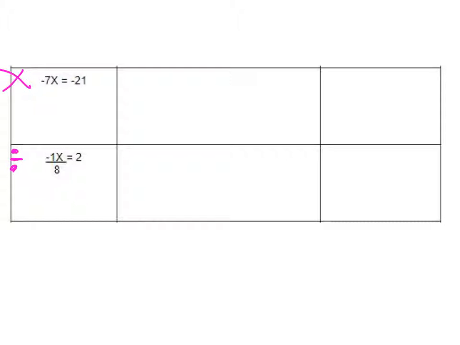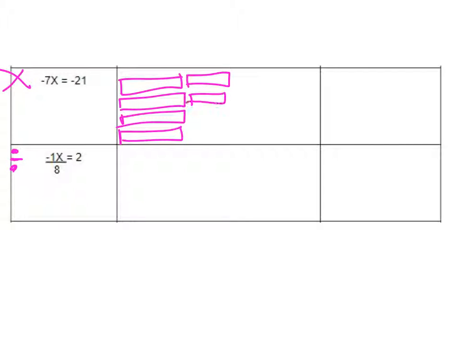You could choose to draw the model, but remember, guys, this is just so you could see what it looks like. You really don't need to use the model to solve any of this. And they're all shaded in because it's a negative. And then on the other side, we do the circles.